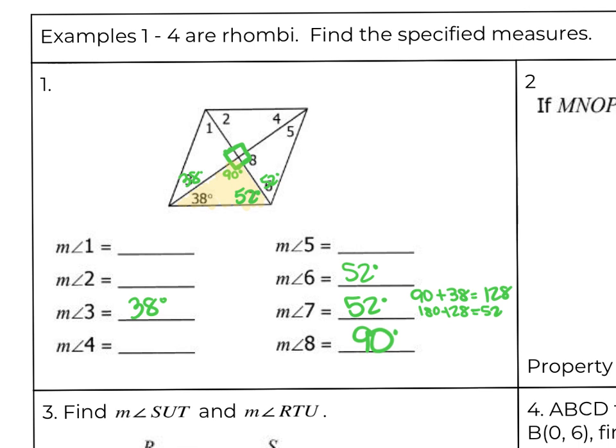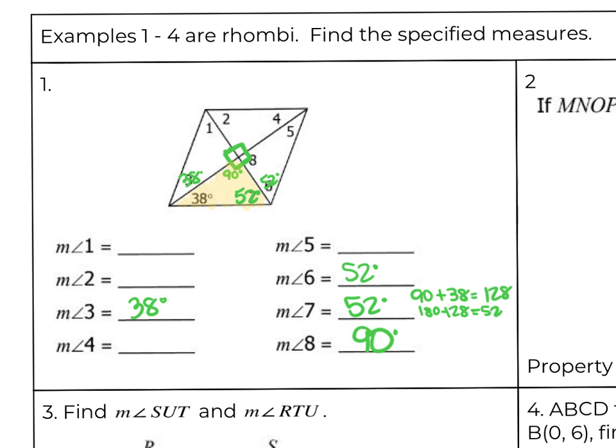Okay, hopefully you're checking your answers here. For angle 3, I got that it was 38, and angle 6, I got 52, because I knew if this exterior corner here was bisected, those two halves were going to be congruent.